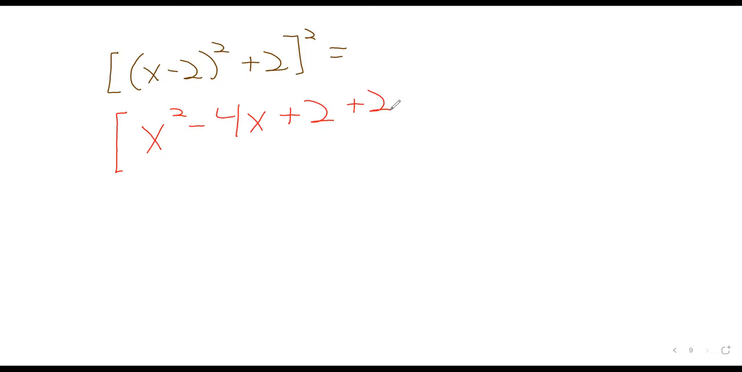Plus another 2. So shouldn't it be 4? Is the negative 2 squared? Negative 2, yes, thank you. Good catch. Negative 2 squared is 4, plus another 2, we'll make that 6. And then we're squaring this. And yell out if you see me make a mistake.